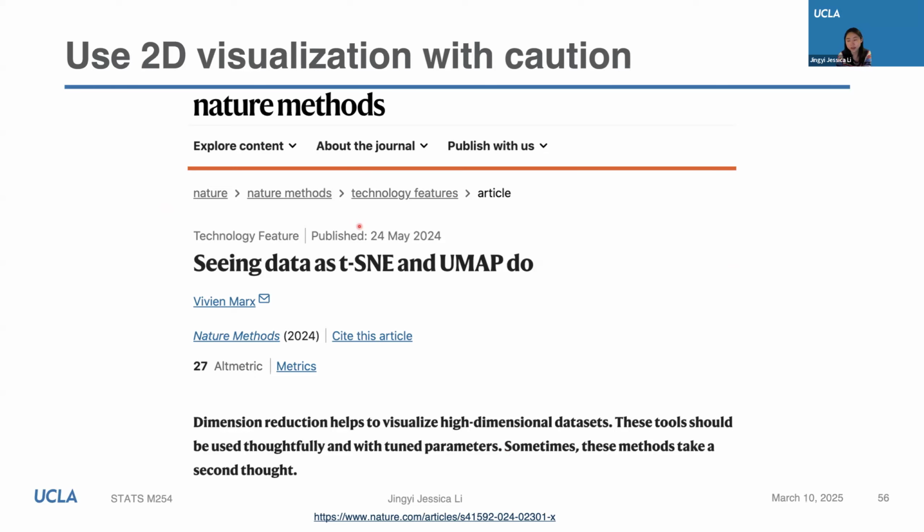t-SNE and UMAP are the most widely used for visualizing single cell data, but I just want to say that they should be used just as visualization methods, not beyond that. You cannot say they are clustering methods that give you clusters. Sometimes the clusters they show may not be real clusters in the data. So you need some parallel checks on your data, by looking at, for example, gene expression heat maps to see whether the cells really look like a distinct cluster.